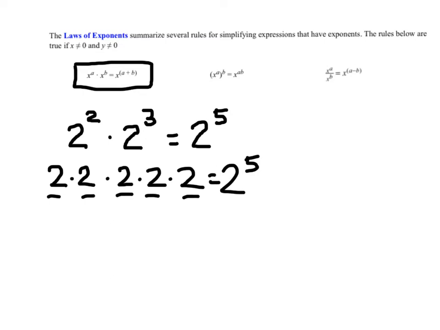All right, so let's try one with a variable. Say I have a cubed times a to the 4th. What would that equal? Well, my base is the same, it's a, and then 3 plus 4 is 7, so that would equal a to the 7th power.